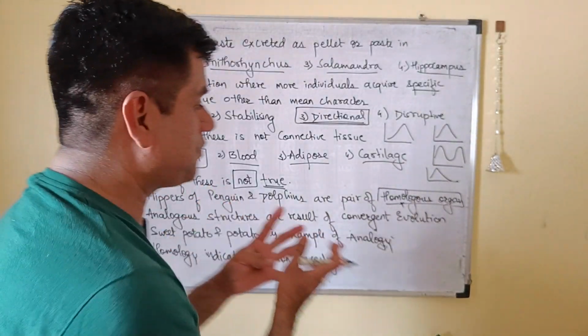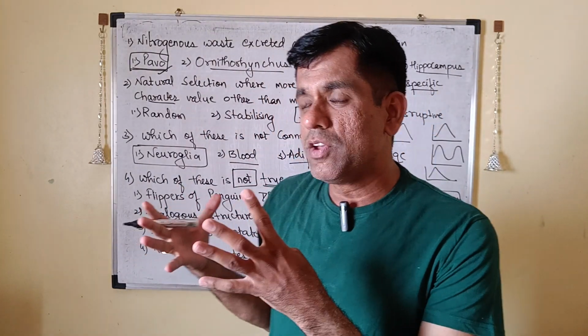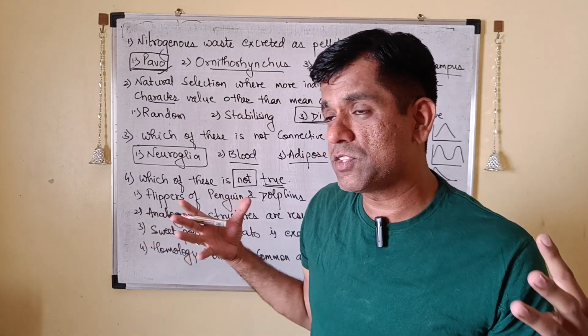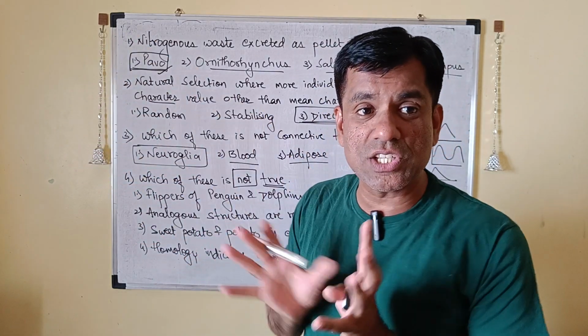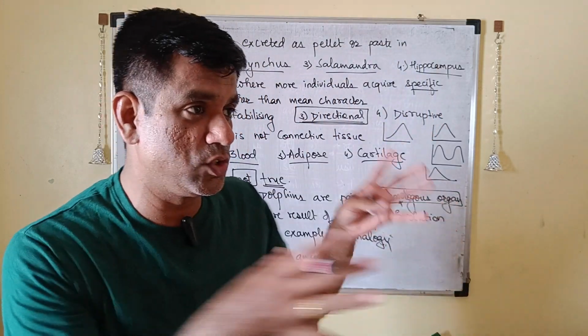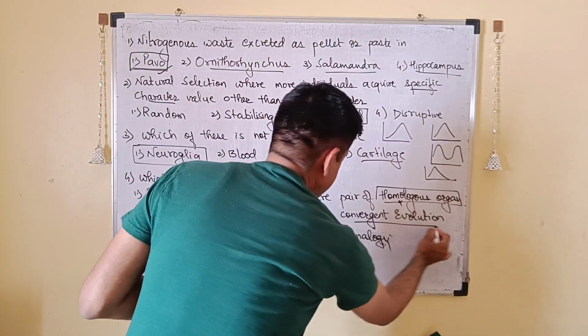Analogous structures are the result of convergent evolution, right? We know that analogous structures come in when these structures have different structural organization, but they are doing one common function. So they all come together at one point. That is what is called convergent evolution.